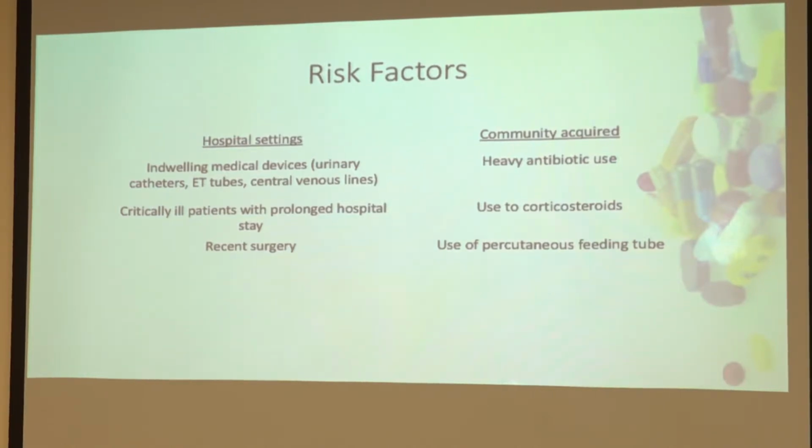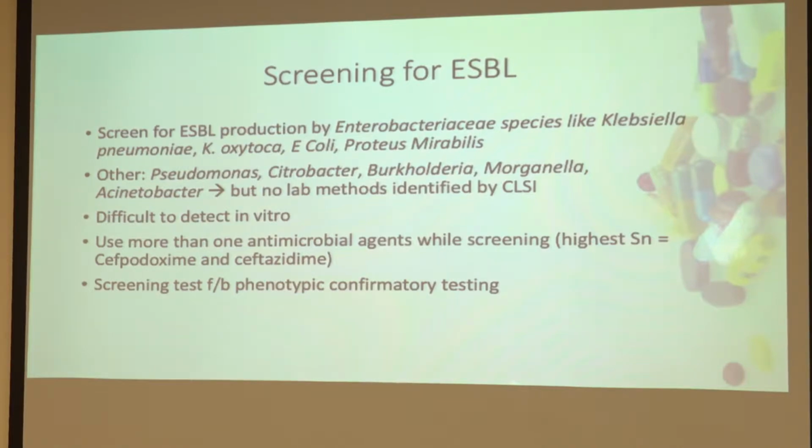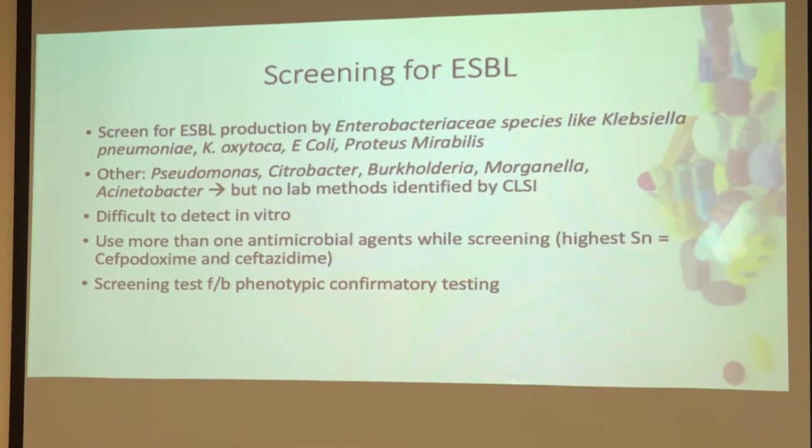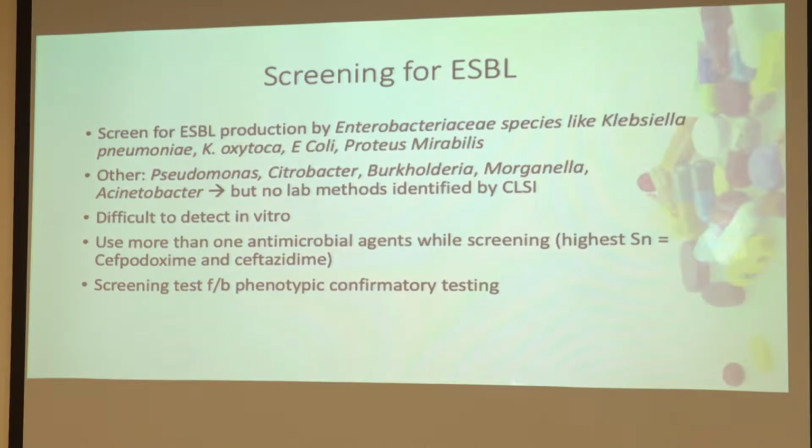ESBLs are mainly found in gram-negative rods like Klebsiella, E. coli, Proteus, Pseudomonas. So how can we screen for ESBL? We generally screen for ESBL in all the gram-negative rods, mainly for the species of Enterobacteriaceae like Klebsiella, E. coli, Proteus. There are other gram-negatives where we can also check for ESBL, but there have been no standard guidelines set by CLSI on how to interpret those results.